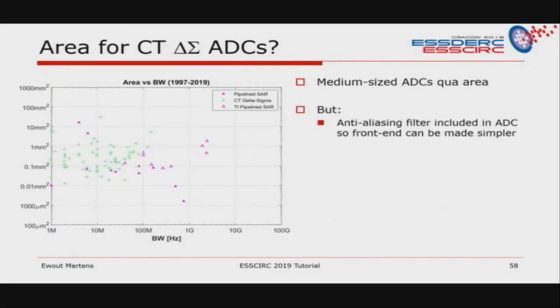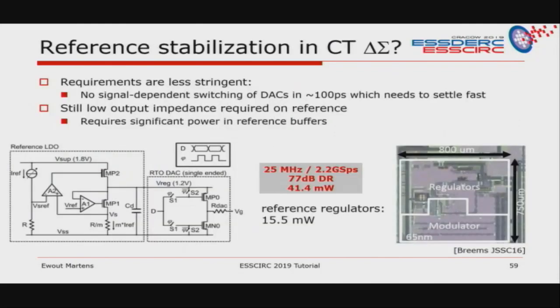For continuous-time delta-sigma ADCs, the area is more or less the same, but you have to take into account there's always a filtering operation in it, so what comes in front of it will gain from it. Do you need reference stabilization there? Well, the requirements are less stringent, because you can make it so that you don't have signal-dependent switching, and you don't need to do it at the same high speed as in SAR ADCs. But you still need a low output impedance on the reference, which still costs significant power in the reference buffer. This is an example where the reference power takes up 1/3 of the whole power.